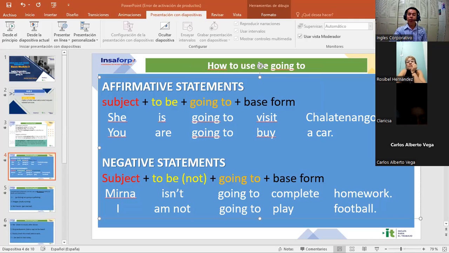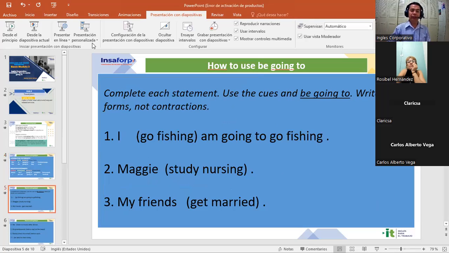Okay, very good. Then, so that's what we say: she is, you are, Mirna is, I am, etc., right? Any question about affirmative and negative statements? No questions? Good. So now we're going to do exercises, right? It says, complete each statement, use the cues, and be going to. Write full forms, not contractions.